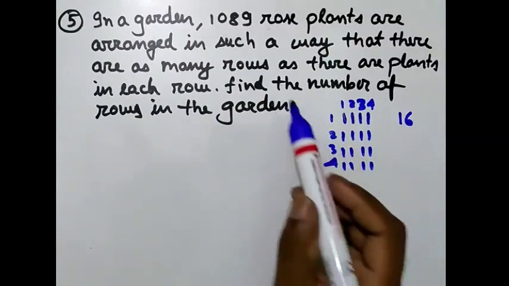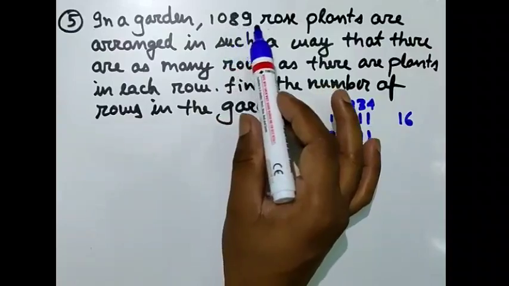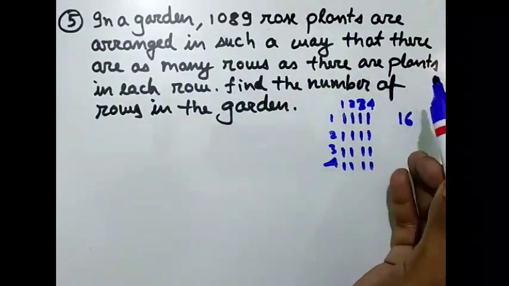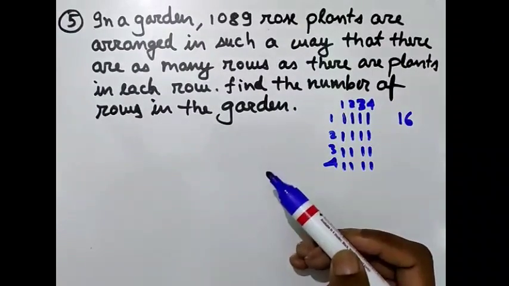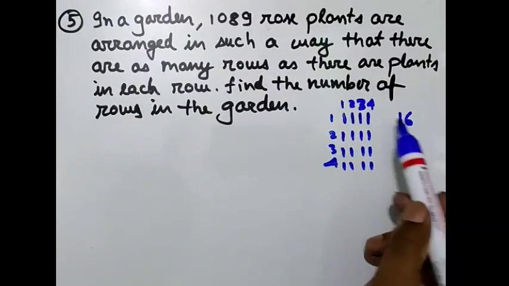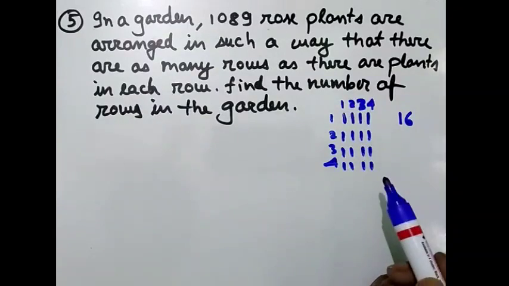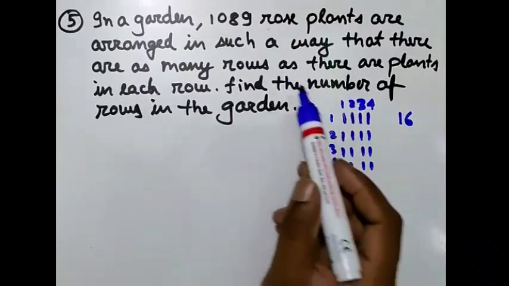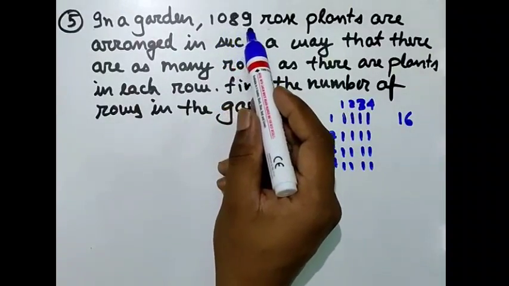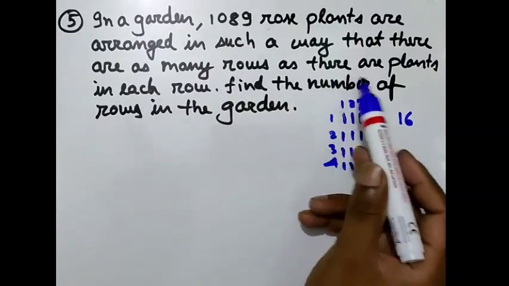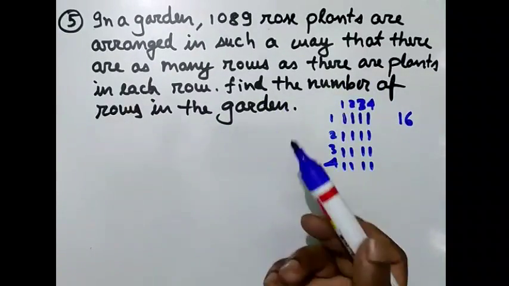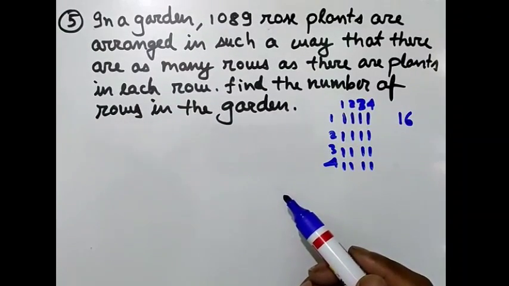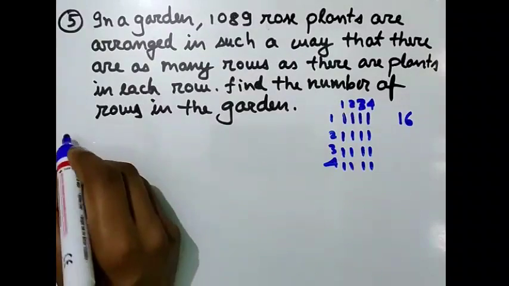Similarly, in this question they are asking, there are 1089 rose plants arranged in such a way that there are as many rows as there are plants in each row. So how will you find it? Just imagine if it was 16 here, how did you get 4 rows and 4 plants? If I find the square root of 16, I get 4. Similarly, if I find the square root of 1089, I'll get the number of rows in the garden. So let's find the square root.